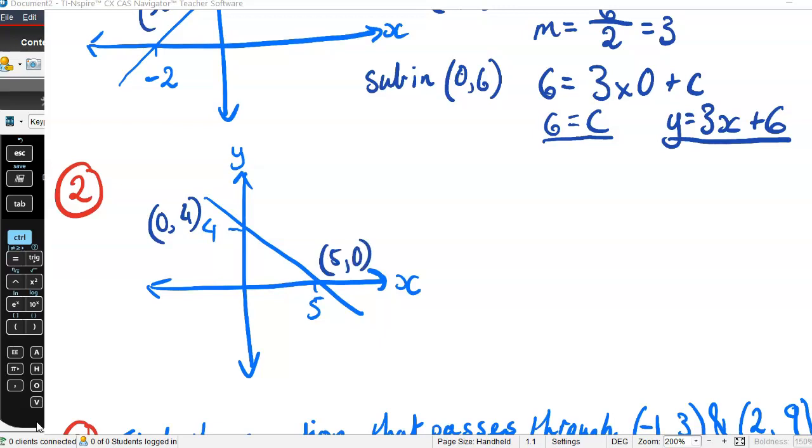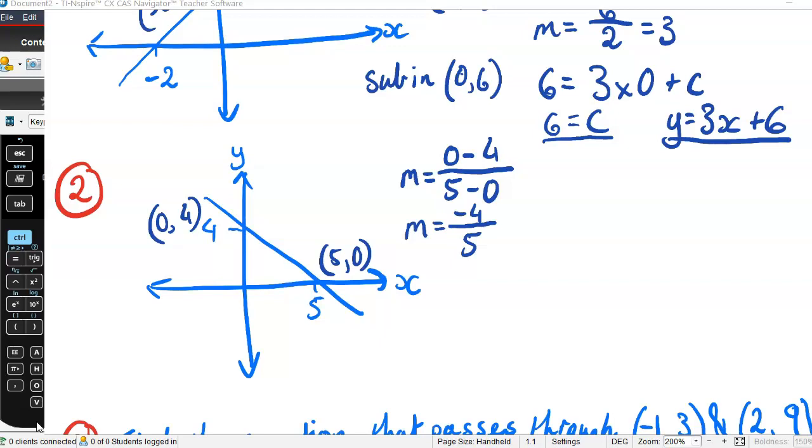Okay, so my gradient is equal to 0 minus 4 divided by 5 minus 0. So my y value of the second point, take away the y value of the first point. My x value of the second point, take away the x value of the first point. You can do this with any 2 points on the line and you will get the gradient. Okay, so m equals 0 minus 4 is negative 4, 5 minus 0 is 5. So my gradient there is negative 4 over 5.